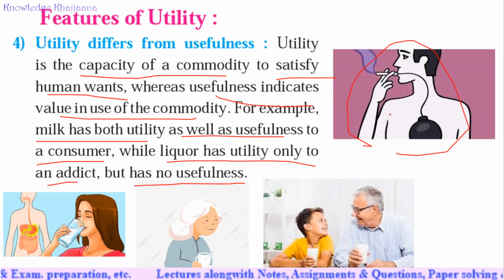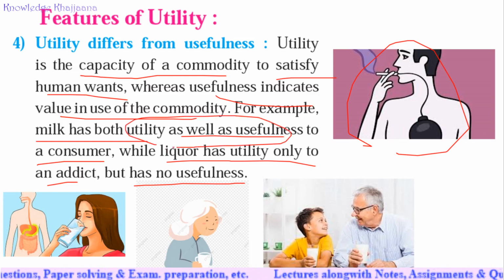Usefulness indicates value in the use of it, right? That's why utility is different and usefulness is different, because the consumption of cigarettes, tobacco, etc. is not useful, but it has utility to the people who are addicted to it. Is it useful? No. But is the consumption of milk useful? Yes, it is useful. It has utility as well as usefulness.